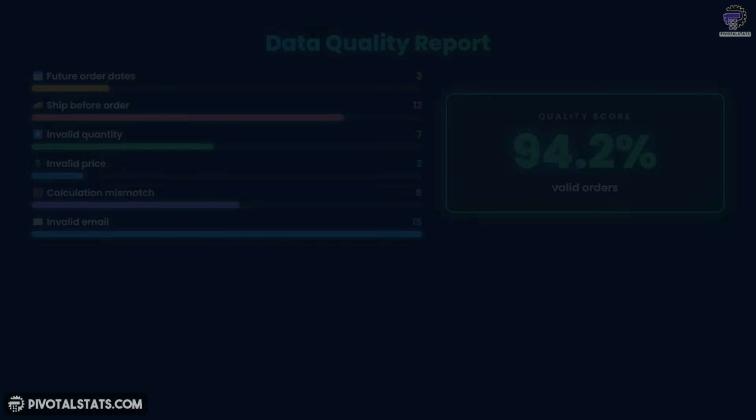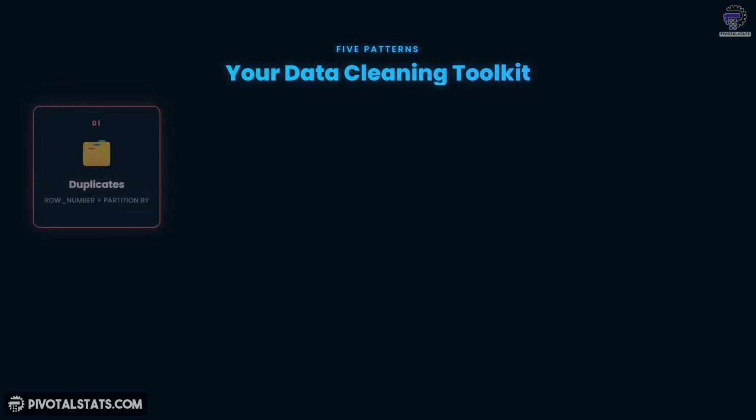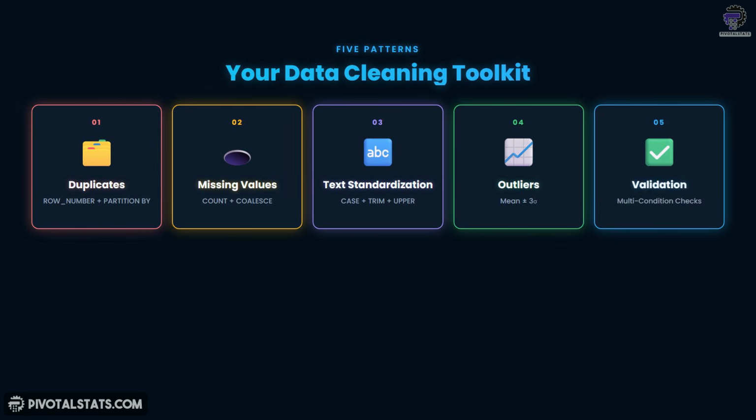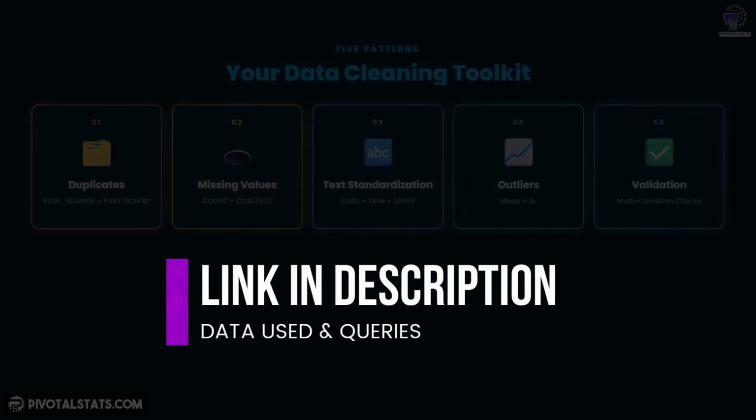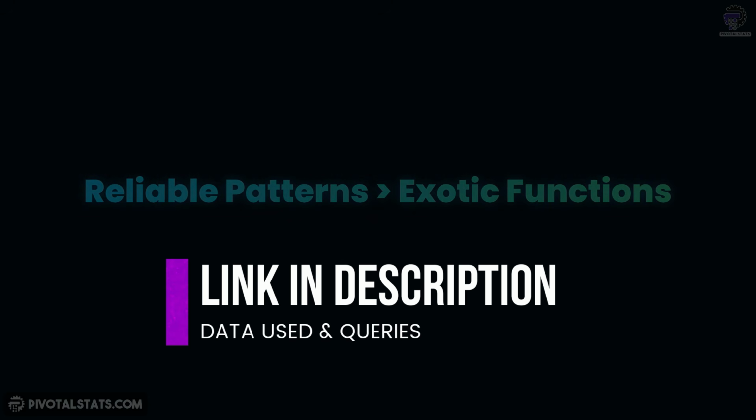So there you have it. Reliable patterns beat exotic functions every single time. You don't need a machine learning model to detect most data quality problems. You don't need a third-party library. Take these boilerplate queries, adapt them to your schema, and you will handle 90% of the data quality problems you encounter in the real world. The practice dataset with all 5 queries is in the link in the description.